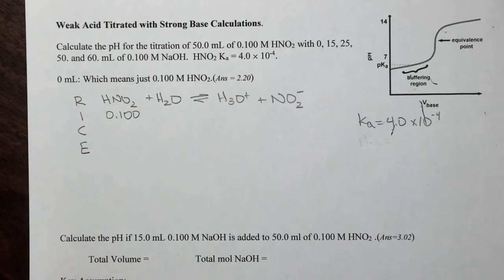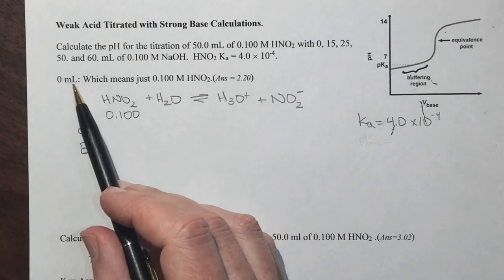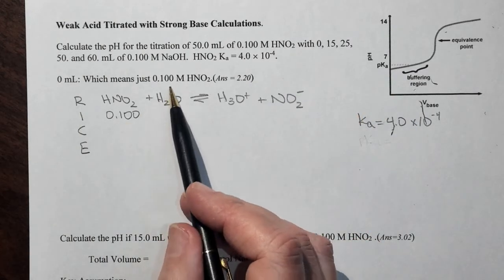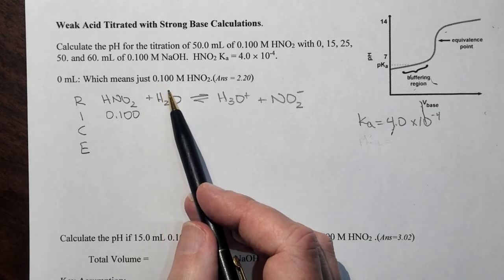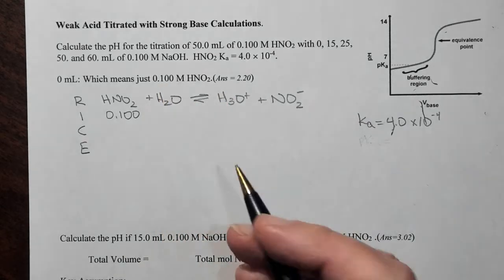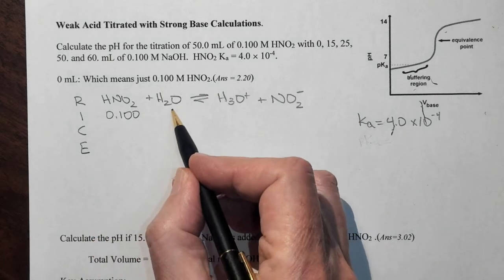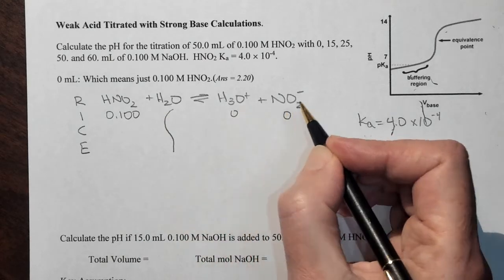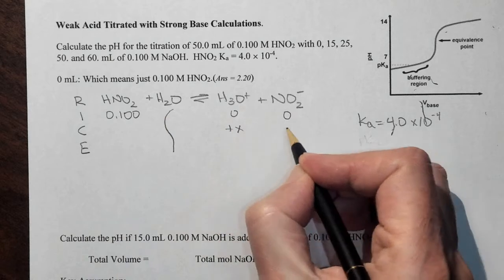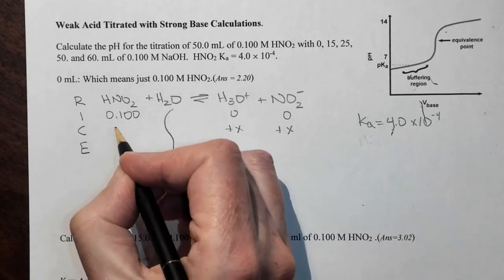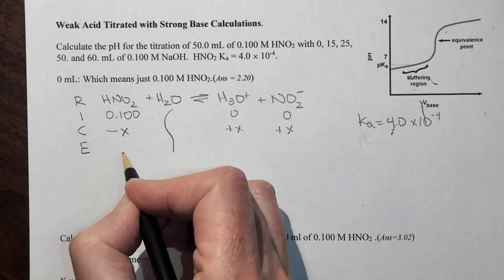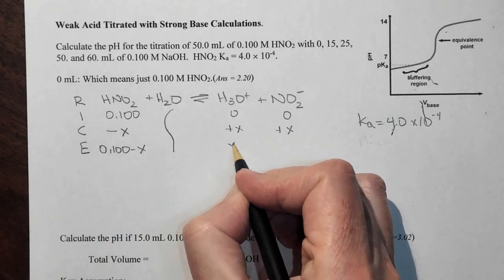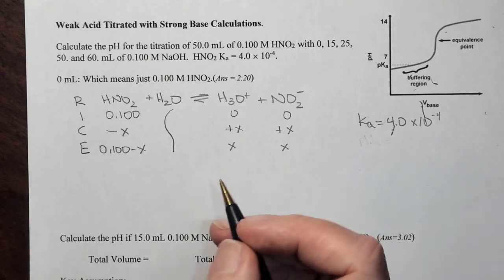So let's start with our first one. We're going to calculate the pH before we've added anything. In other words, 0 mLs of titrant right here. So we have only 0.10 molar HNO2, so we're just going to set up an ICE table, and we have 0.10 molar. Water is not part of the equilibrium, or not an important part that we have to worry about. We're going to start making our hydronium ion and our nitrite ion. We're losing nitrous acid. Our equilibrium concentration is 0.100 minus X, X for hydronium, and X for NO2.